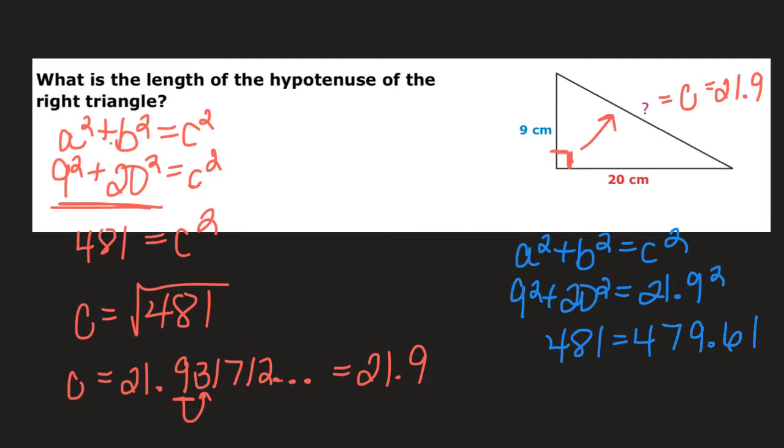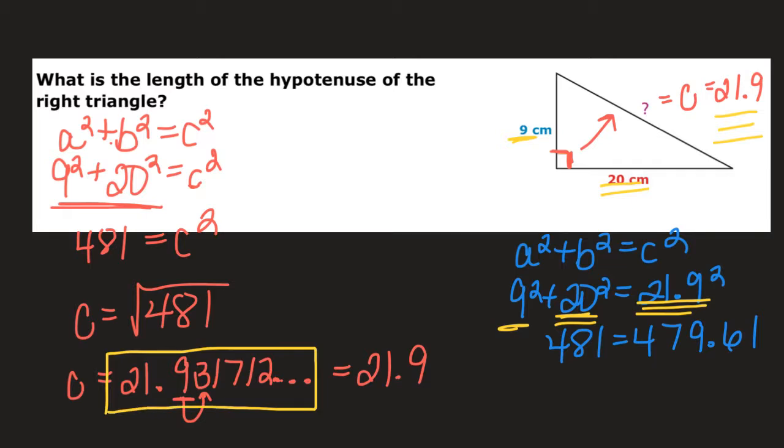Let's think about how I checked this. I used 9, which I got from here. I used 20, which I got from here. And then I used 21.9, which I got from here. However, 21.9 came from this longer decimal. So I rounded a decimal. Do you think that might change my answer? I hope you said yes. I rounded off some digits.